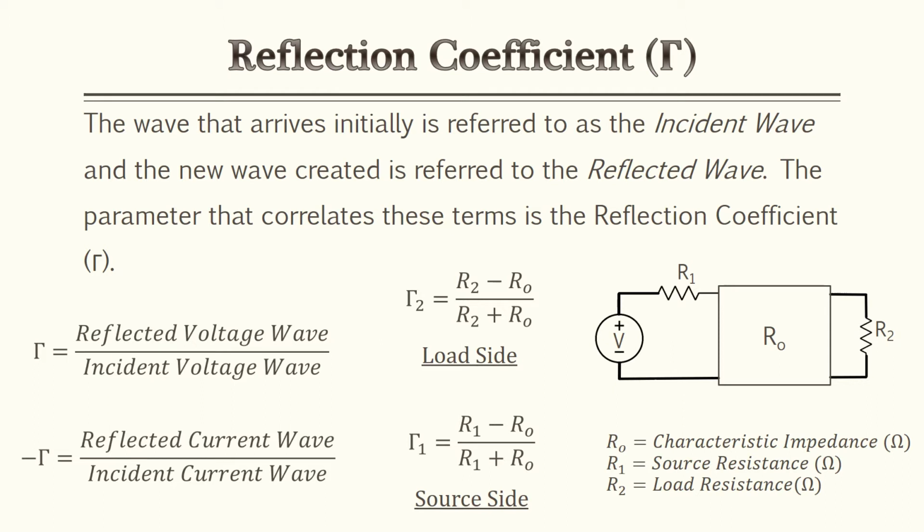When a wave arrives initially, it's referred to as the incident wave. When that new wave is created, it is referred to as a reflected wave or reflection. And the parameter that correlates to those is the reflection coefficient. It's calculated using the load resistance, the characteristic impedance, and source resistance, which we have in the two equations below. And we'll go over that in a practice problem.